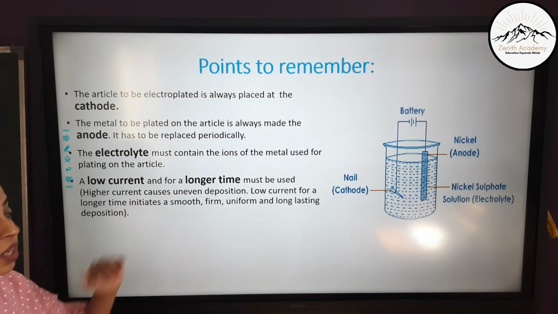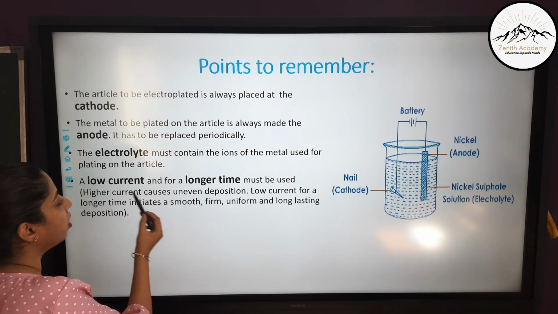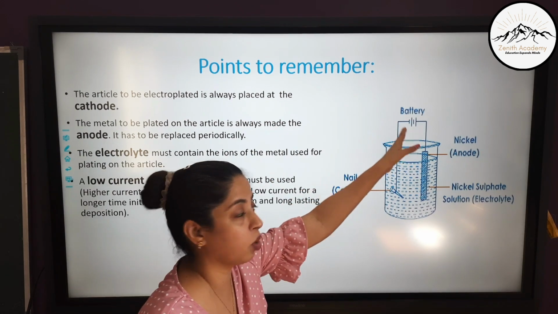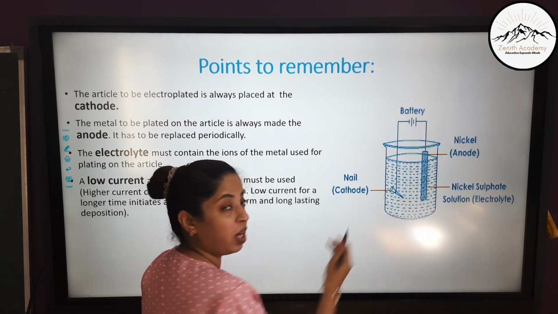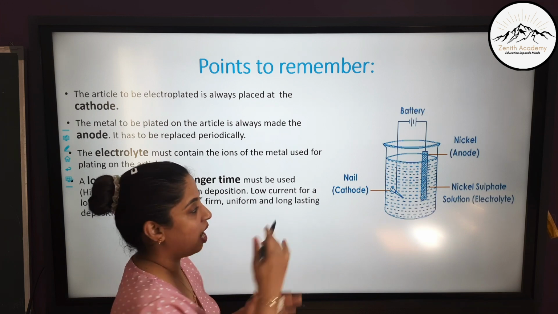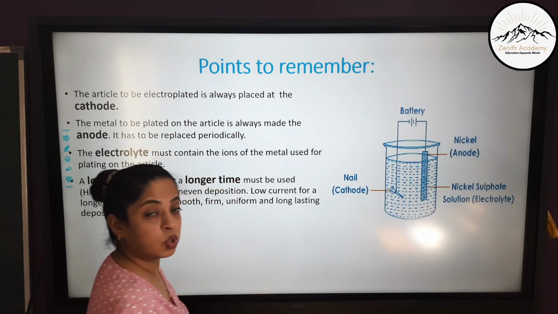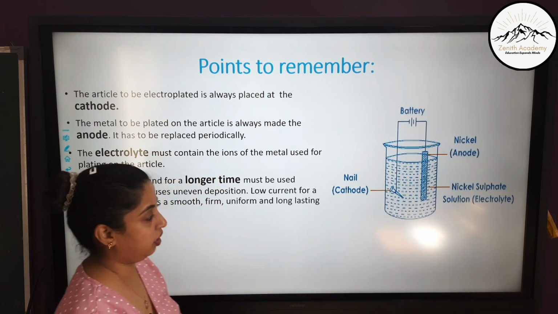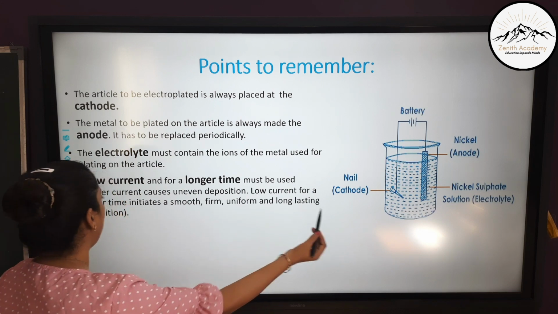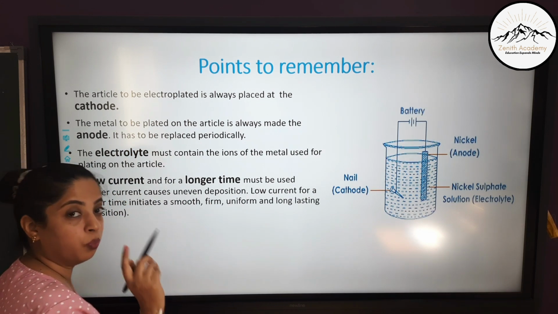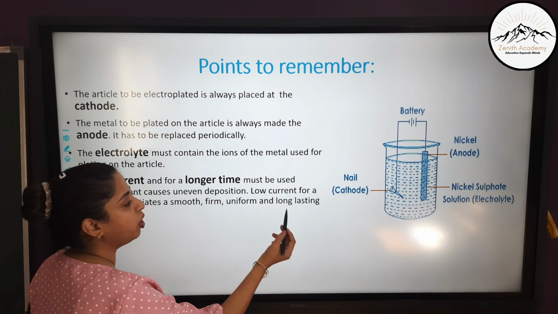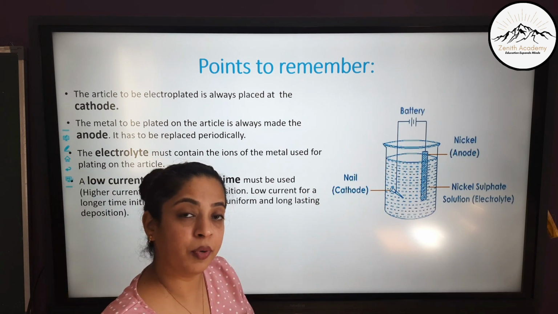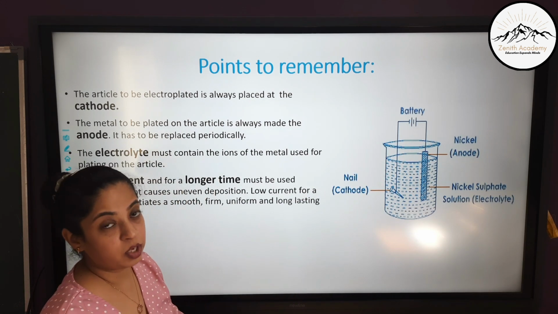Now why are these two things very important? Because higher current causes uneven deposition. If you pass a high amount of current here, the electrolyte will dissociate very quickly, and ions will be discharged very quickly. They will go very quickly towards the cathode and get deposited unevenly. Whereas low current for a longer time gives smooth, firm, uniform and long lasting deposition. That is why you have to pass lower magnitude current for a prolonged period of time, so that the deposition is very even.